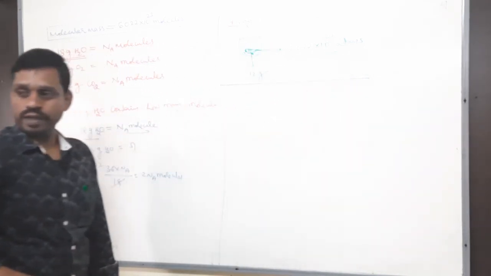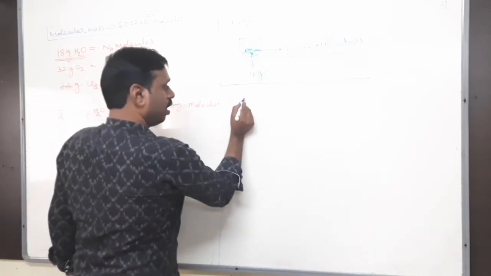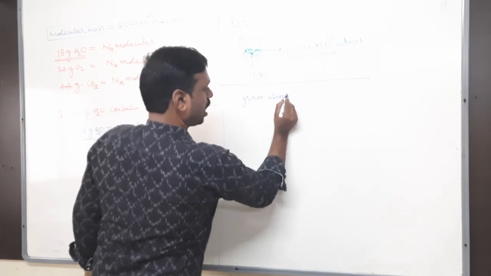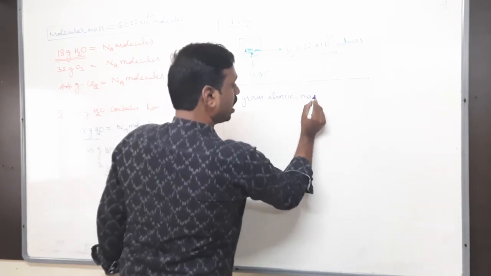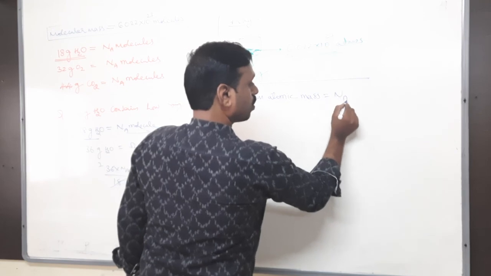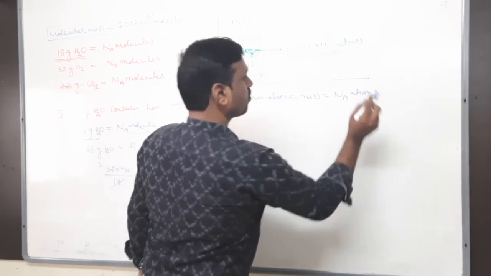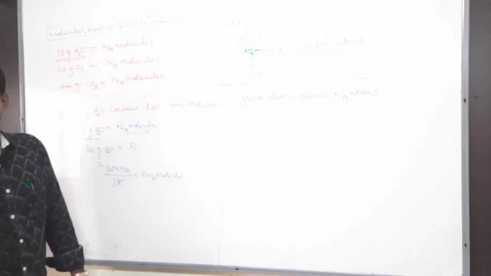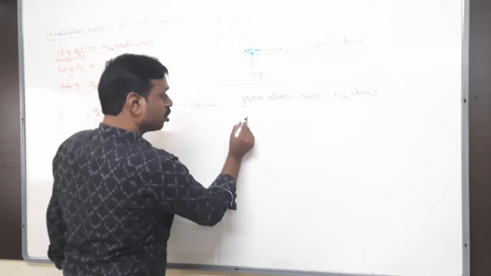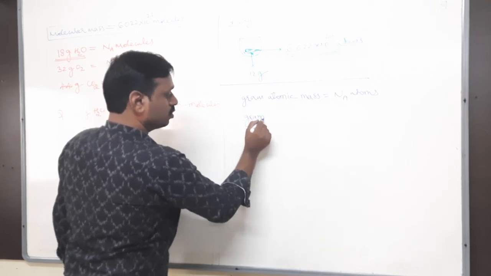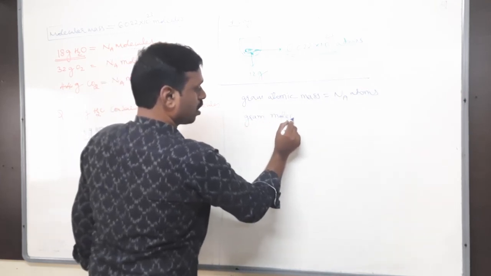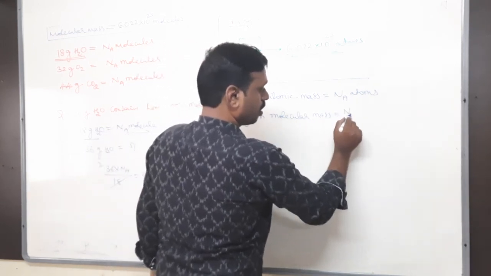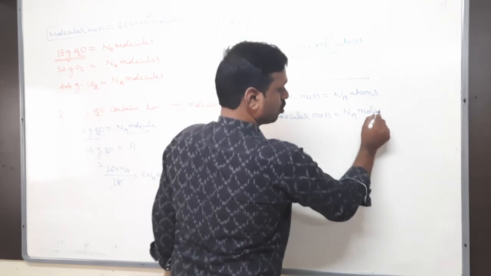Just now we have seen how. Let us take gram atomic mass. Tell me, gram atomic mass contains how many atoms? Avogadro number of atoms, right? Yes or no? Gram atomic mass contains Avogadro number of atoms. Similarly, gram molecular mass contains how many molecules? Again it is Na molecules.